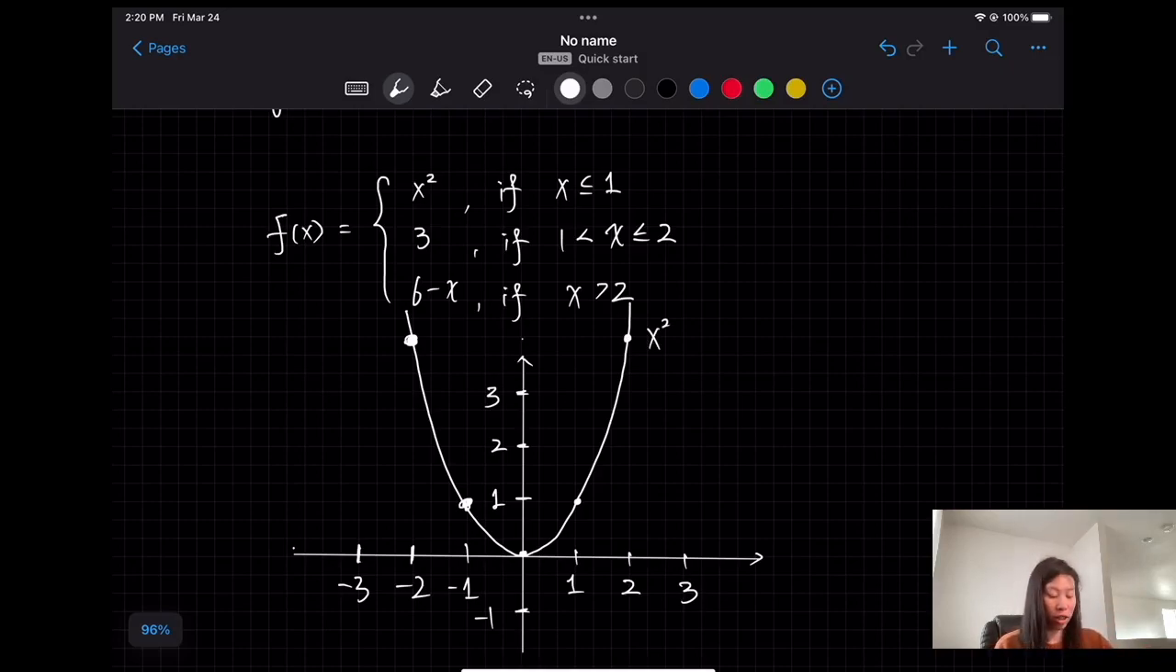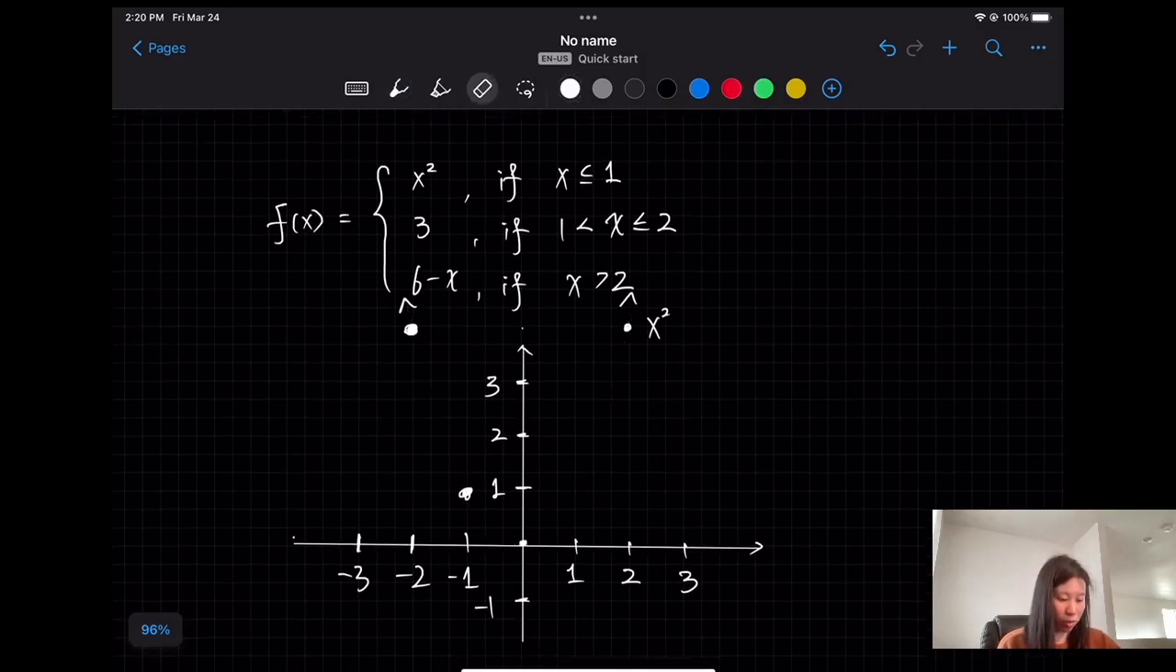However, x only goes up to what? Less than or equal to 1. So that means this part, everything greater than 1, the part that I highlighted, shouldn't be there, right? Because x only goes as far as 1. So that means the function is going to cut here when x equals 1.